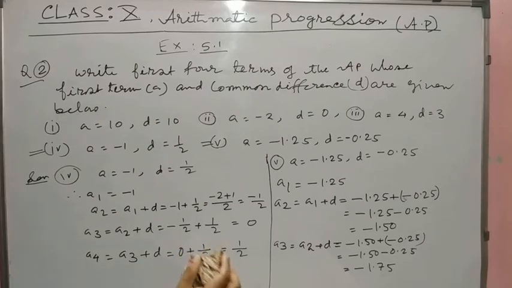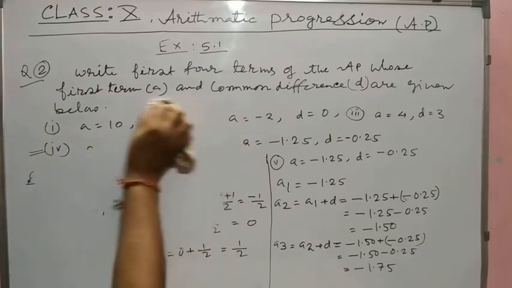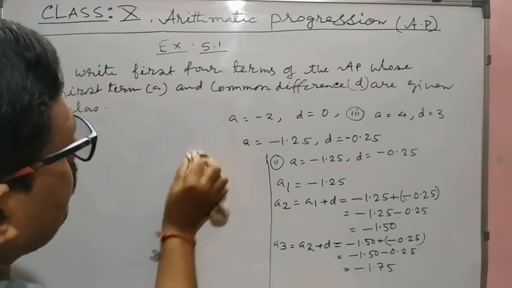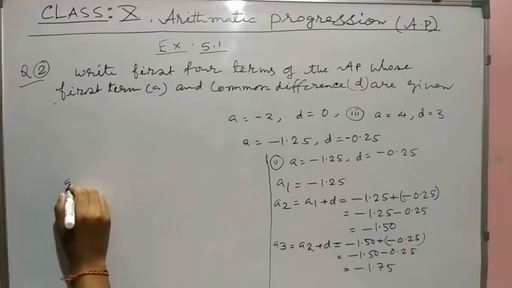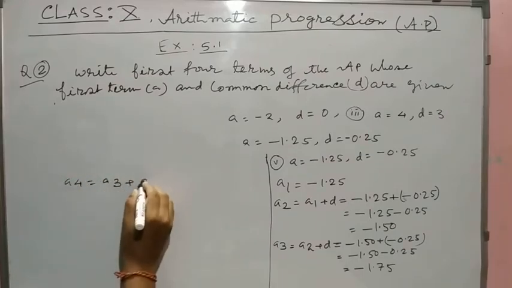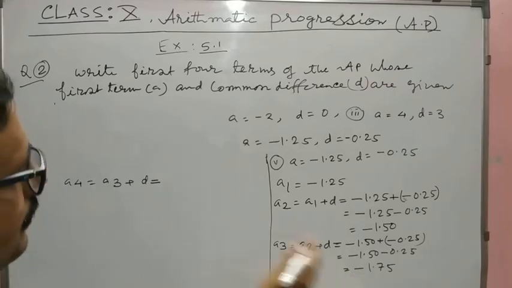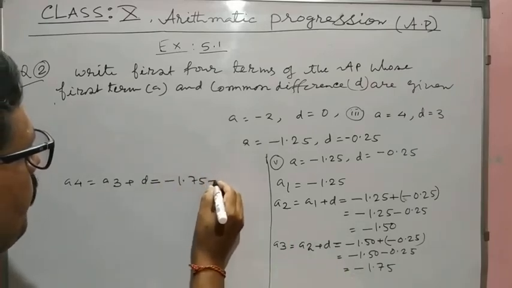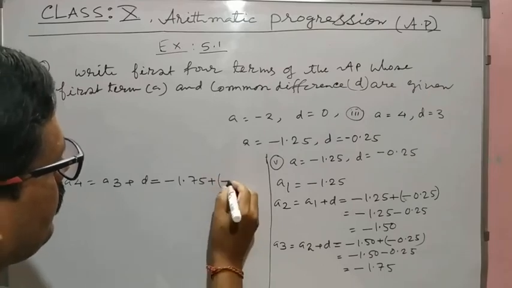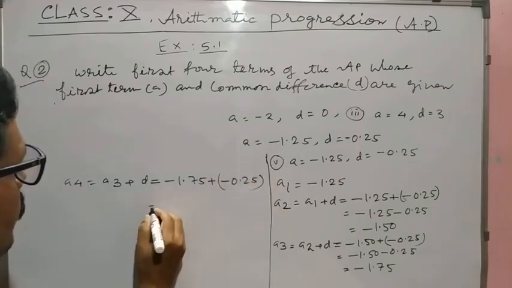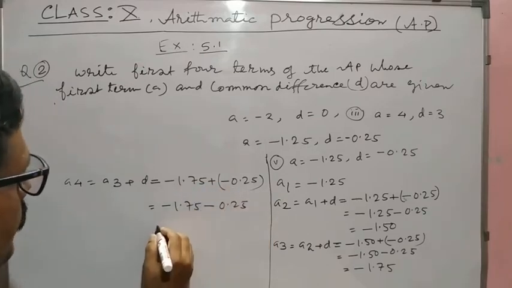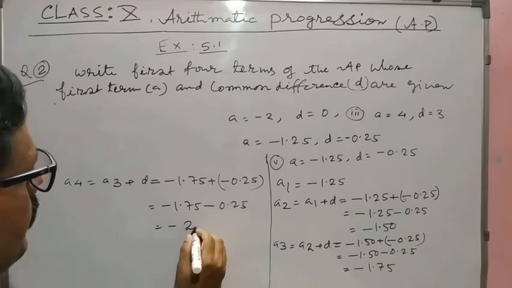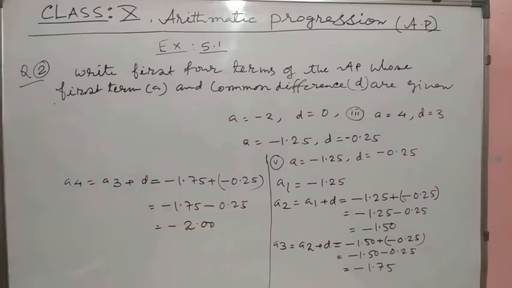Now fourth term. Let us write fourth term here. Fourth term equal to A4 equal to third term plus common difference. Third term is this one, minus 1.75 plus common difference is minus 0.25. So it will be minus 1.75 plus minus 0.25. So it will be minus 2.00. This is the fourth term.